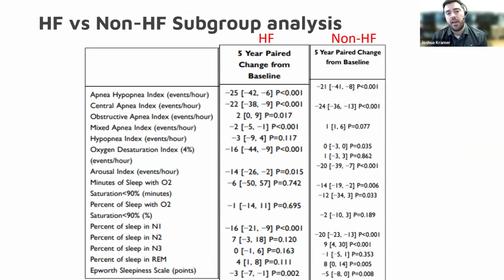The paper then did try to highlight a little subgroup analysis where they looked specifically at patients with heart failure versus not heart failure. I tried to chop off the main change from baseline data and combine them for you, because overall, I feel like they show similar results. There might be a slightly greater reduction in AHI in the heart failure group, and a greater change in the ODI, or the oxygen desaturation index, and the Epworth sleepiness score in the non-heart failure group. But I don't know if you felt like there was that big of a difference between the two groups. I felt like they were pretty similar.